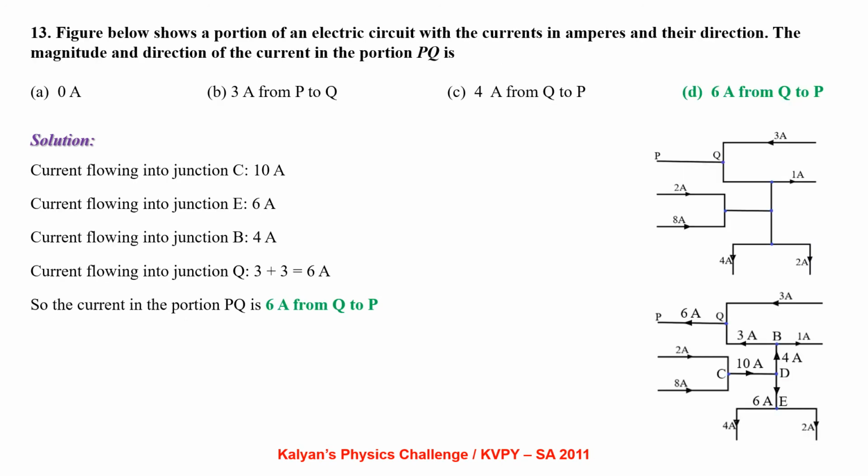Figure below shows a portion of an electric circuit with the currents in amperes and their directions. The magnitude and direction of the current in the portion PQ is. You can see the diagram. Current flowing into the junction C is 10 ampere. Current flowing into the junction E is 6 ampere. Current flowing into the junction B is 4 ampere. So current flowing into the junction Q is 3 plus 3, that is 6 ampere. So the current in the portion PQ is 6 amperes from Q to P.